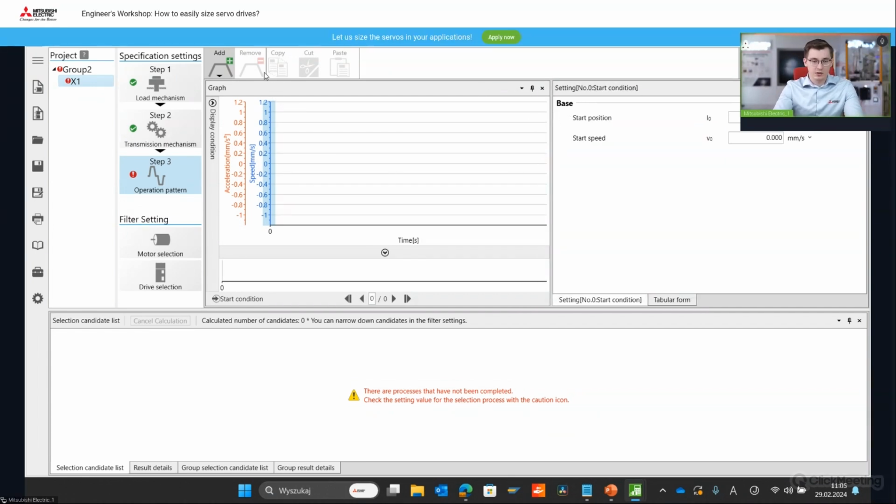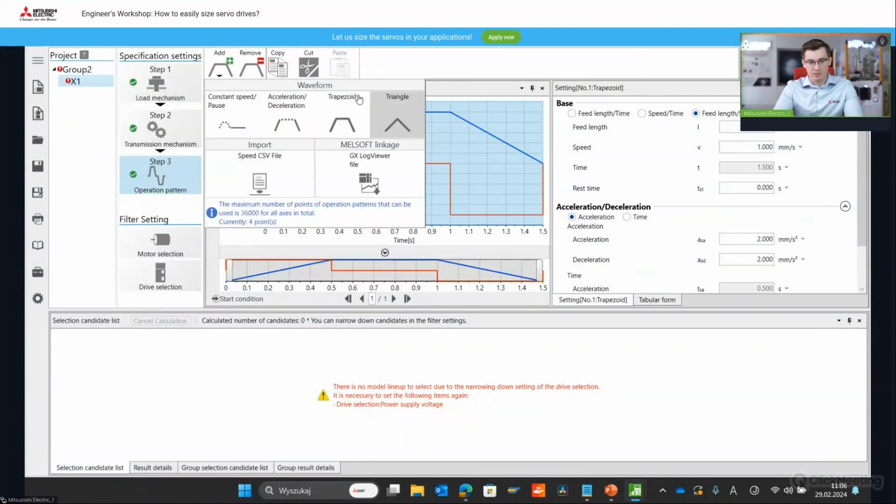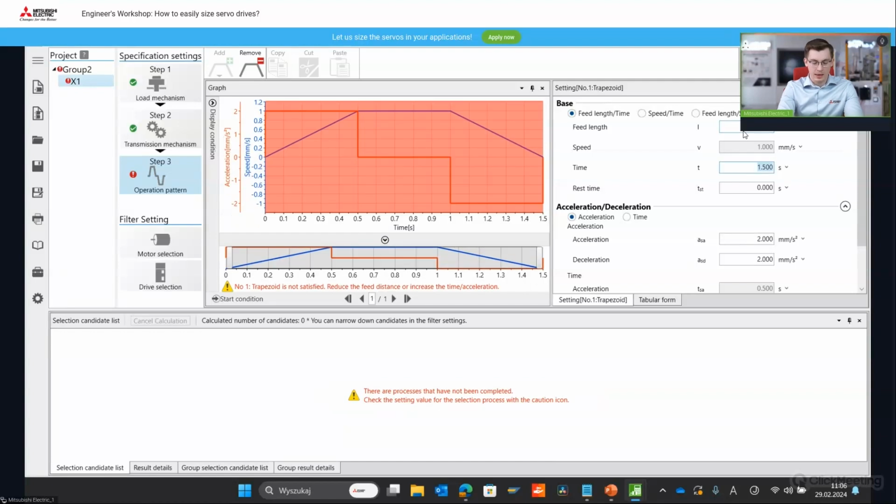So in this application, first thing that we will do is simply travel from 0 to 2000. So I added the trapezoidal characteristic, yes, trapezoidal movement. We will use the feed length time. So I will use the feed length. It is 2000 millimeter that we will travel. Then the time that the travel will take is 1.7 millimeters. And after this travel, we will rest 1 second.